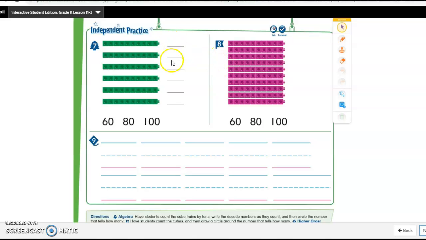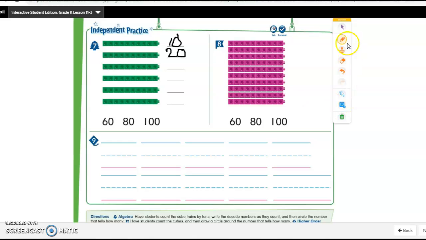However, this one, see these little lines? They want us to count by tens and practice writing the tens numbers. So one line of 10 is 10. After 10 comes 20, so I have 20 in all. They want us to count by tens all the way down and then circle the number that tells me how many green cubes there are in all. Same with the purple, except we don't have those lines on the side, so all you have to do is circle how many purple cubes there are in all.